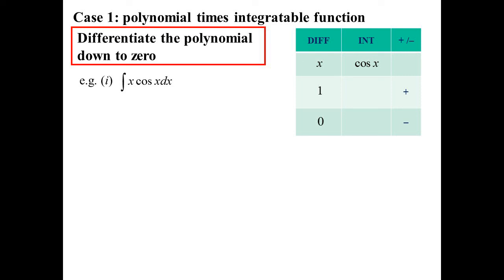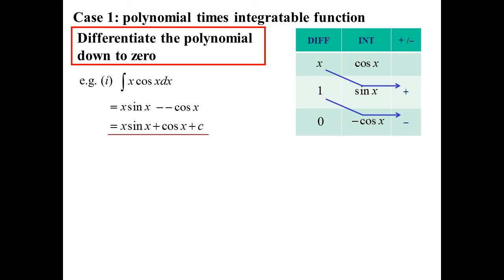Then I'll go in the other column and integrate. Working our way down, integrate cos, I get sine, integrate sine, I get minus cos. And so now I do that tic-tac-toe. The first line I write down will be plus x times sine x, so x sine x. Then the next one will be minus 1 times minus cos x, and so we get our answer: x sine x plus cos x, plus a constant.